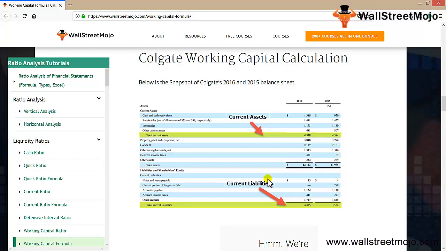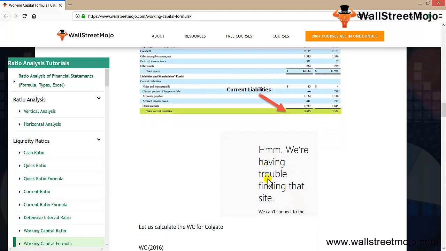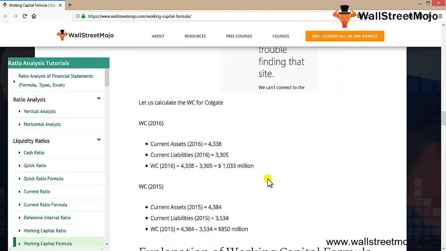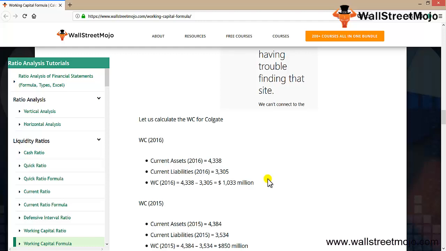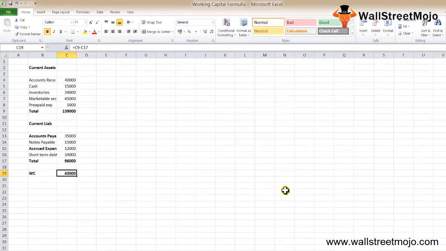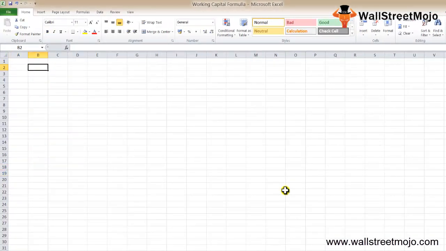So when you try and evaluate, you get something like this as your total current assets, 43383305. So your working capital draws down to 1033, and the same calculation goes for 2015. Now let's try and understand what exactly goes in for the interpretation of this particular formula.